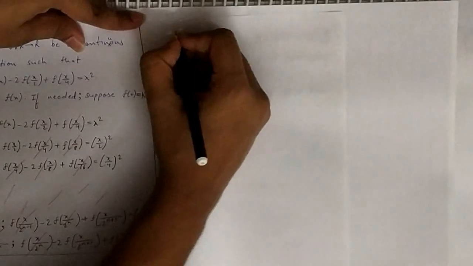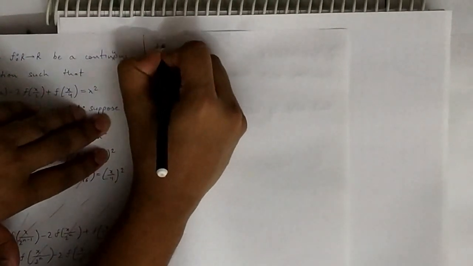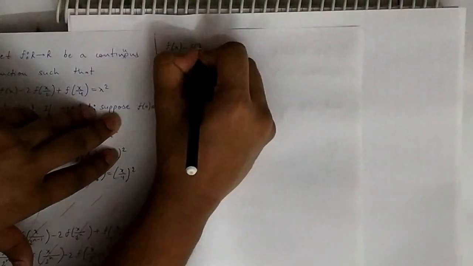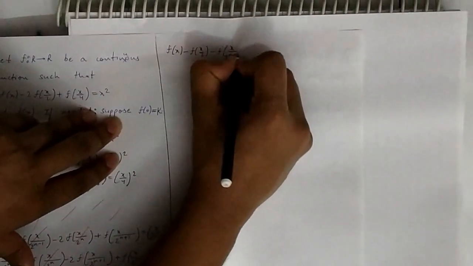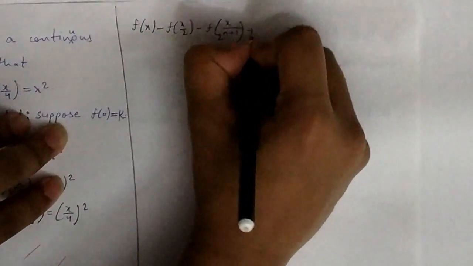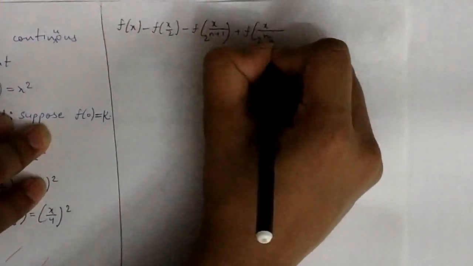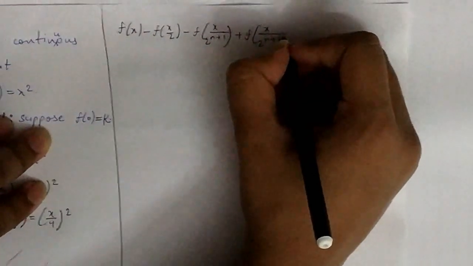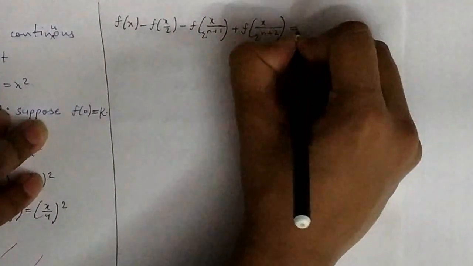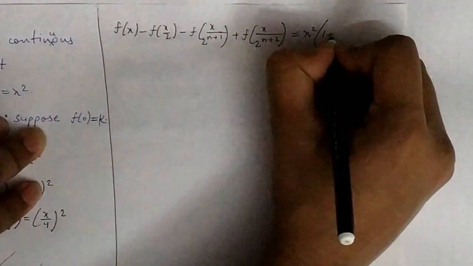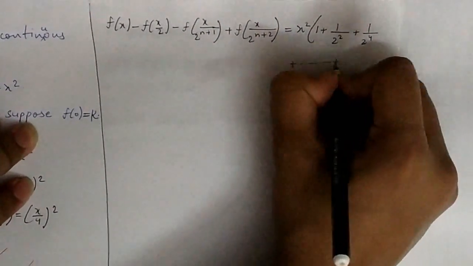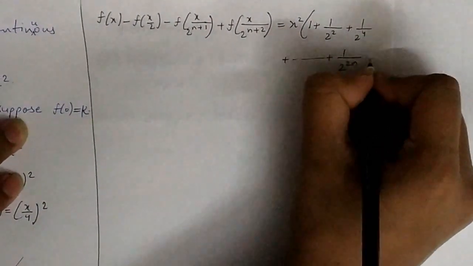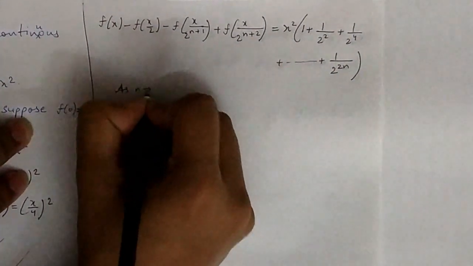we see that the left terms are f of x minus f of x by 2 minus f of x upon 2 to the power n plus 1 plus f of x upon 2 to the power n plus 2 equals to x squared times something. And here we see that we are getting an infinite GP. Okay, and you must know the formula for solving an infinite GP, which is a upon 1 minus r.